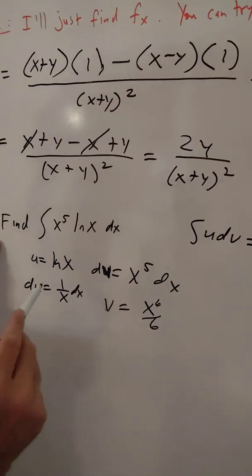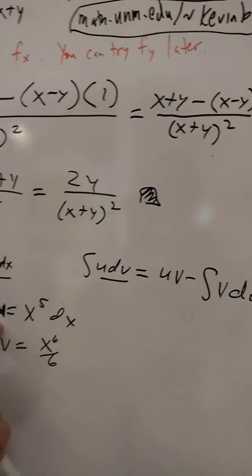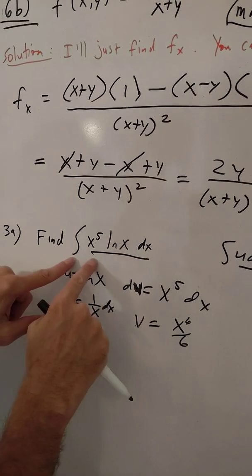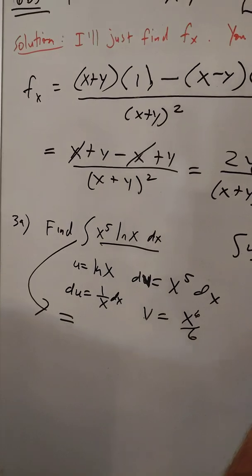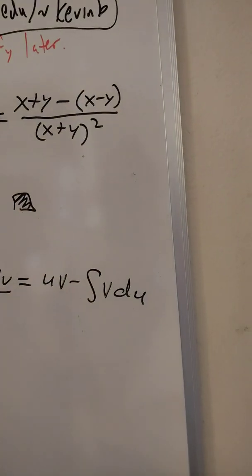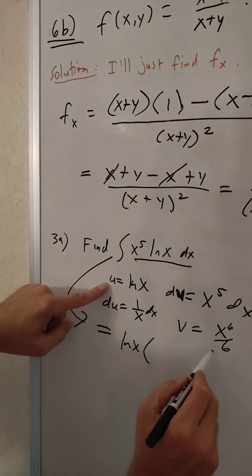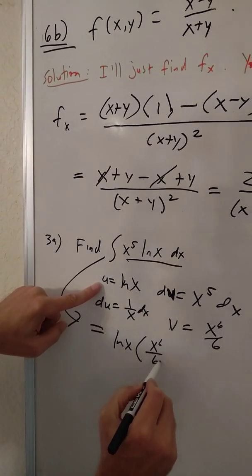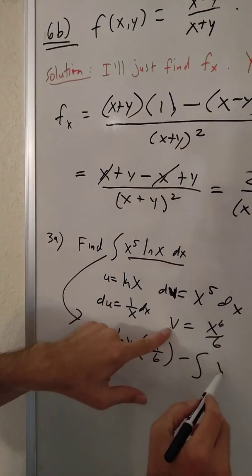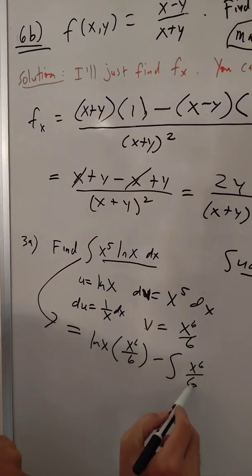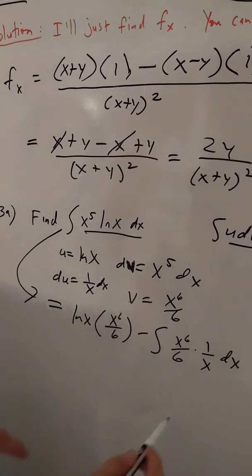Okay, and now finally, this integral is of the form u dv, because of my choices for u and dv. So I'm going to say that this integral is equal to, and now follow this rule, u times v. So u is the ln of x times v is x to the sixth over 6, minus the integral of v, x to the sixth over 6, times du. Du is 1 over x dx.